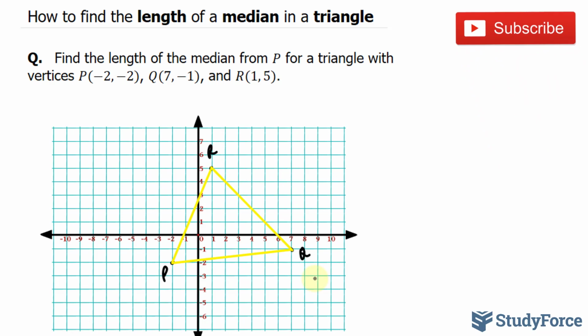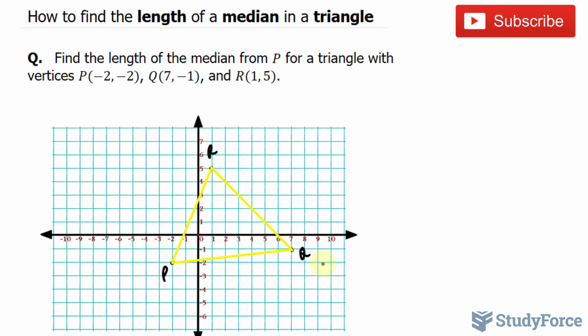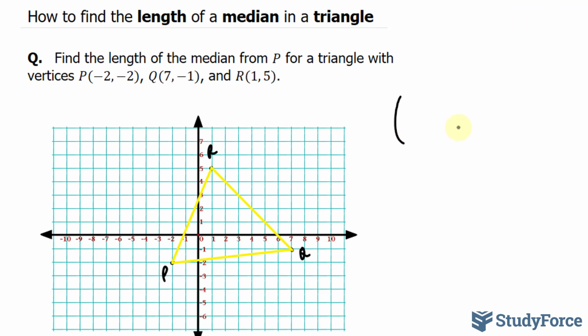Now, of course, we need to find the midpoint between R and Q. The midpoint formula looks like this, where the midpoint has two coordinates, the x and y coordinate. To find the x coordinate, we add x1 plus x2 divided by 2. To find the y coordinate, y2 plus y1 divided by 2. And this will be some point along this line right here, the one that I'm hovering over.